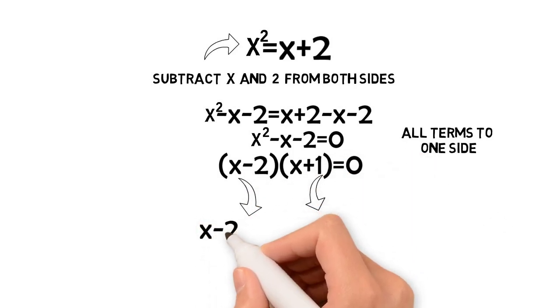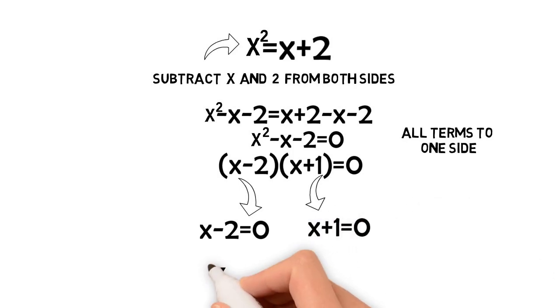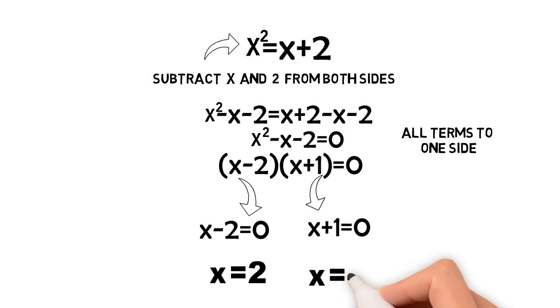Therefore, x minus 2 equals 0, and x plus 1 equals 0, from where we get that x can be 2 or x can be negative 1. Both are correct, and both work if you plug them back into the original equation.